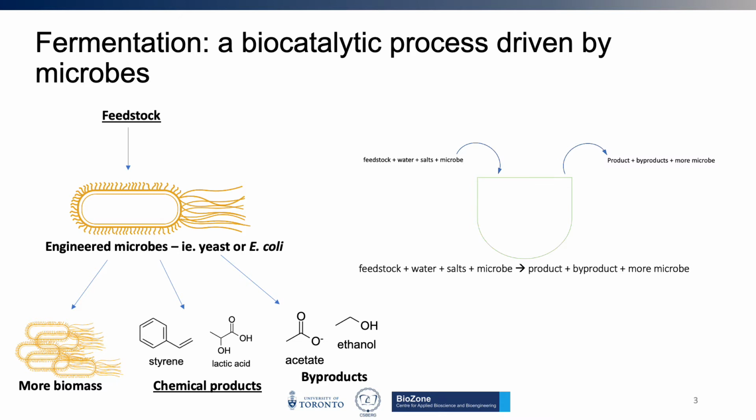During fermentation, feedstock, water, salts, and the engineered microbe are added in different ways to a bioreactor. The salts that are added are those needed by the microbe to grow and survive, like calcium, potassium, magnesium, and trace metals. Trace metals are a mix of salts needed in very small quantities for microbial growth.